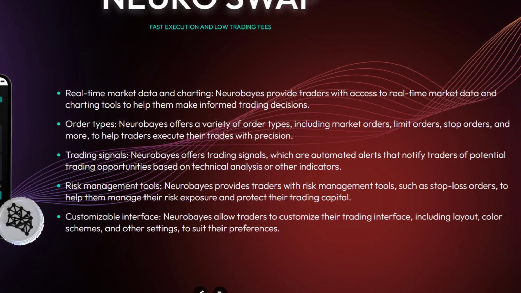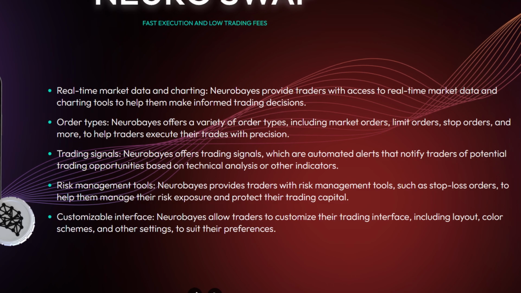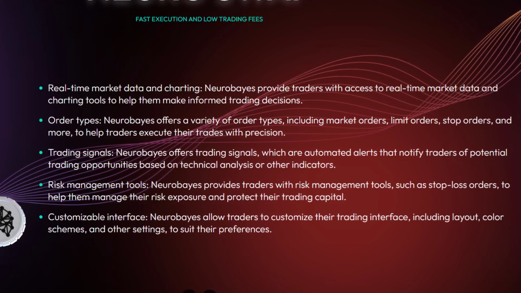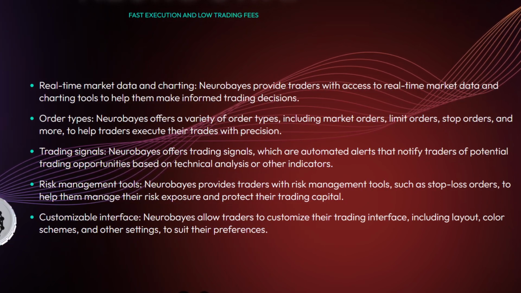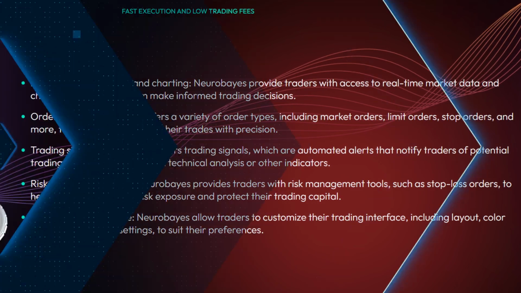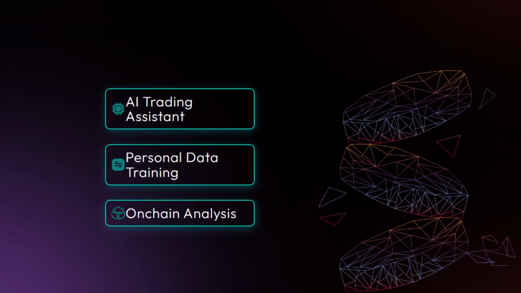Neurobayes provides traders with risk management tools such as stop loss orders to help them manage their risk exposure and protect their trading capital. And there's also a customizable interface. Neurobayes allows traders to customize their trading interface, including layout, color schemes, and other settings to suit their preferences. Now it's time to take a look at the main features that Neurobayes has. First up, the AI trading assistant.